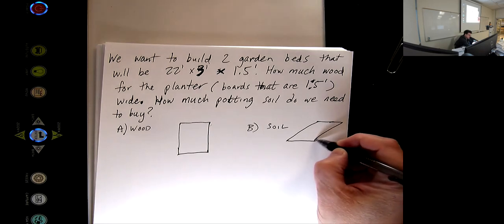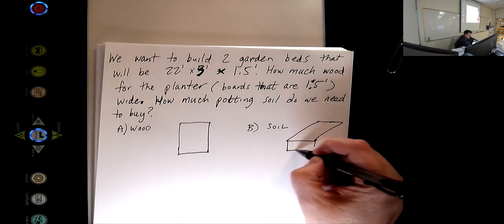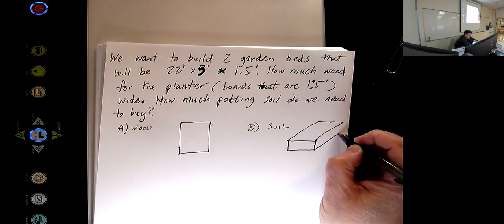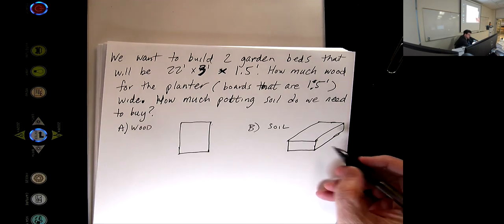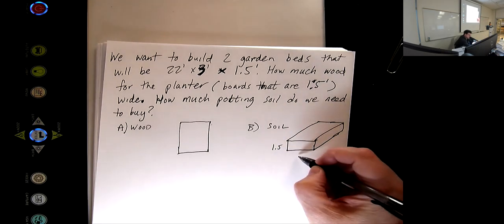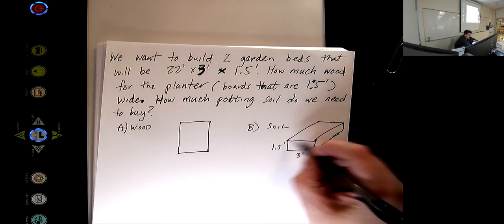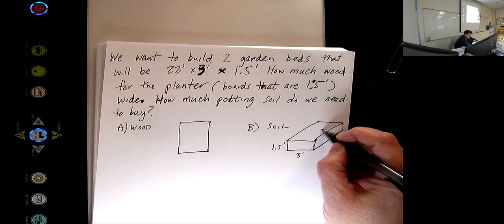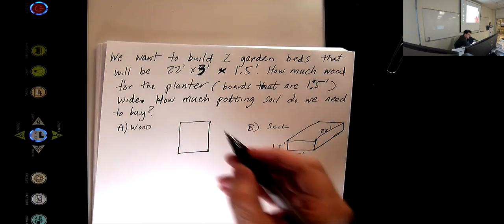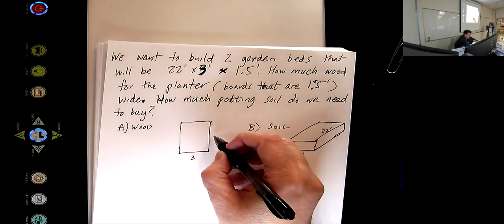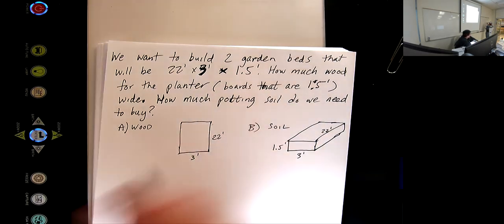Tall, yeah, you're right. So maybe that's the 1.5. That's the 3. And that's the 22. And here we've got 3 and 22, which is clearly not to scale.